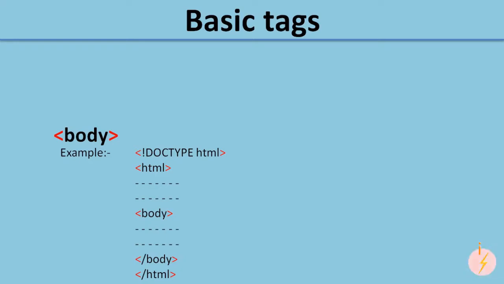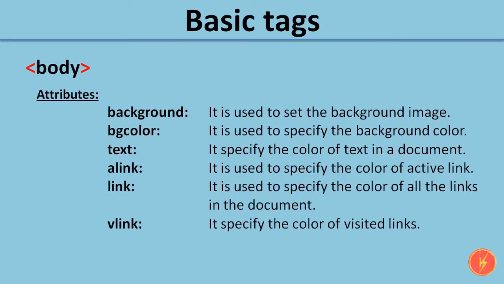Attributes of the body tag are listed here. Background is used to set background image. Bgcolor is used to specify background color of your HTML document. Text is used to specify text color in your HTML document. Alink is used to specify color of active link. Link is used to specify color of all the links in your document. Vlink is used to specify color of visited link in your document.